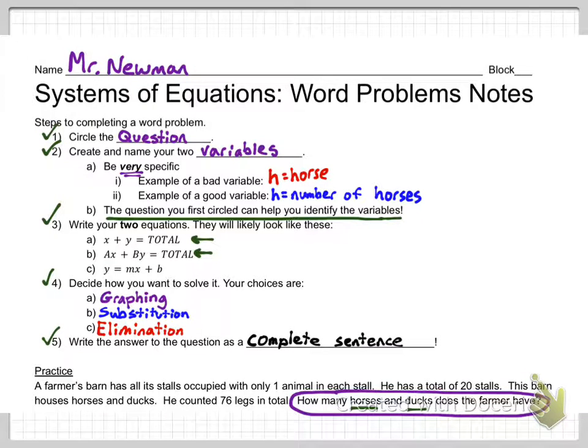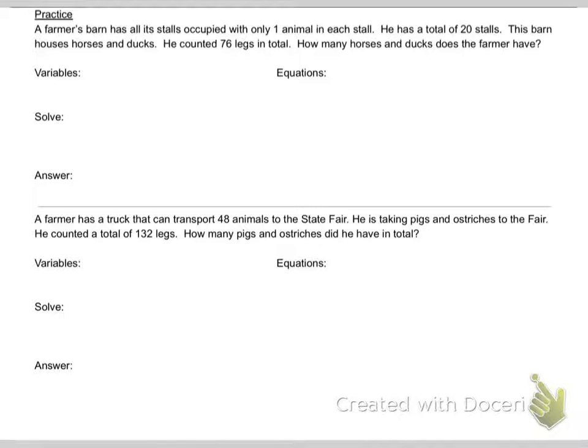All right, let's try to apply these to this first problem. A farmer's barn has all its stalls occupied with only 1 animal in each stall. He has a total of 20 stalls. The barn houses horses and ducks. He counted 76 legs in total. How many horses and ducks does the farmer have? First, let's circle the question. How many horses and ducks does the farmer have?